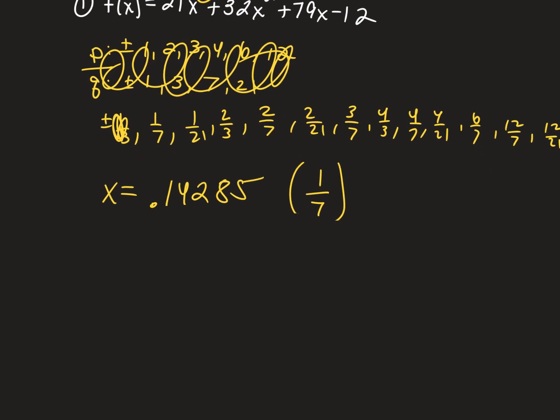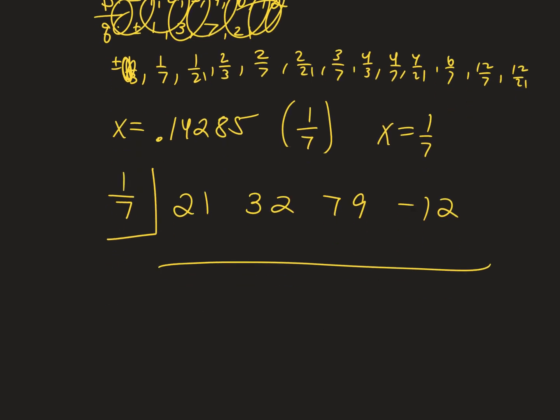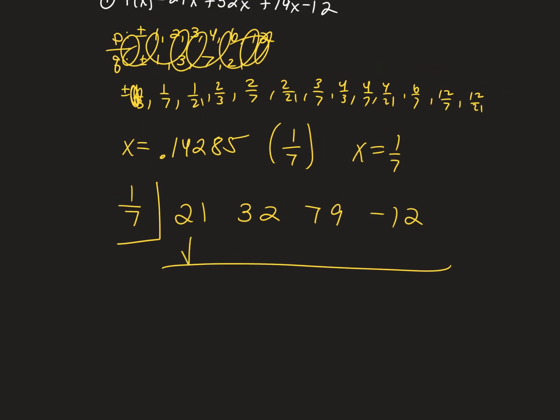So what do I do with x equals 1/7? I now do synthetic division. I'm going to synthetically divide using 1/7. Now, guys, you have a calculator. This is the calculator portion. Use your calculator. Don't try and do all this in your head. When we synthetically divide, bring down your 21. So you multiply to the corner. What's 21 times 1/7? What's 21 divided by 7?